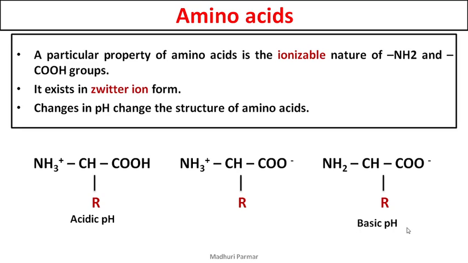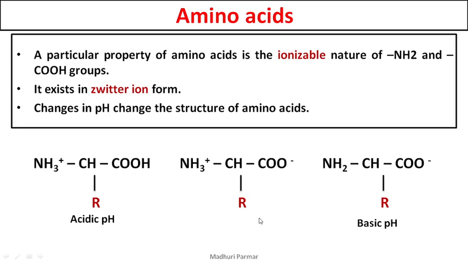Now in basic pH or in alkaline solution, you have less amount of H plus in the solution. So what will happen? This NH3 plus will give its proton. The H plus will be released and it will become NH2. Same thing with the COOH, the carboxylic acid group. It will also release its proton, and so overall charge on this amino acid will be negative. The COOH will be in COO minus form.